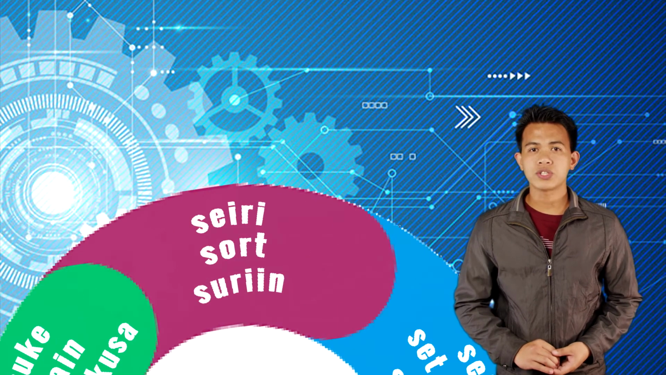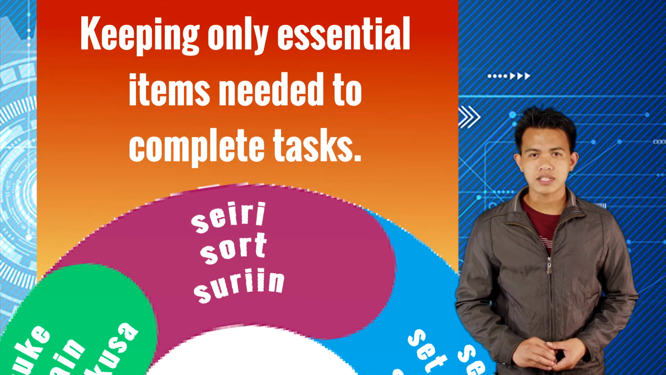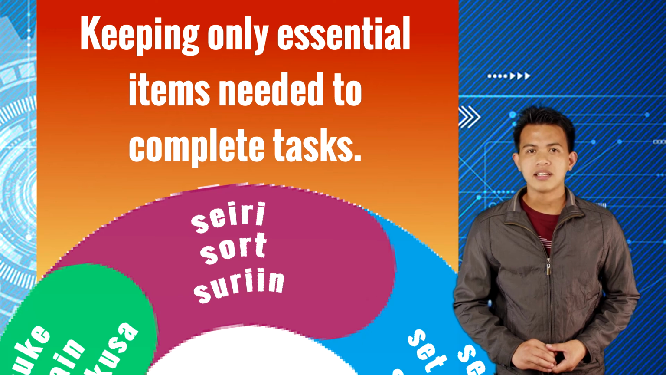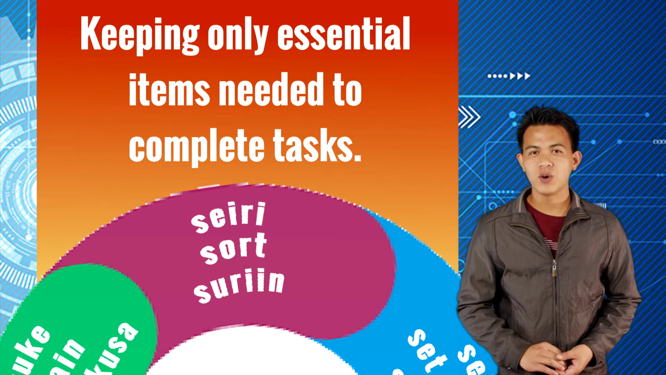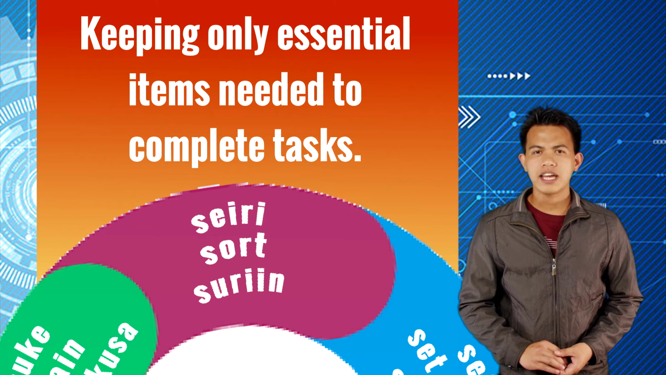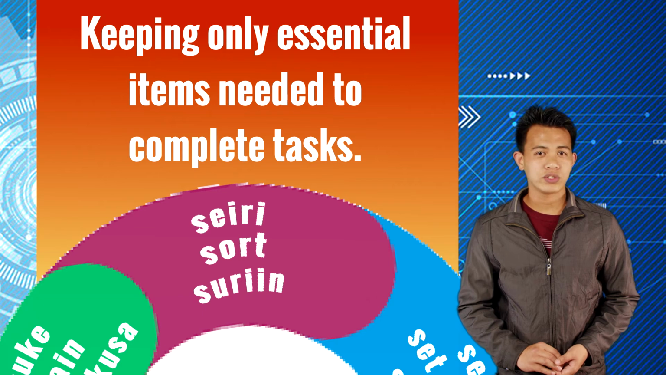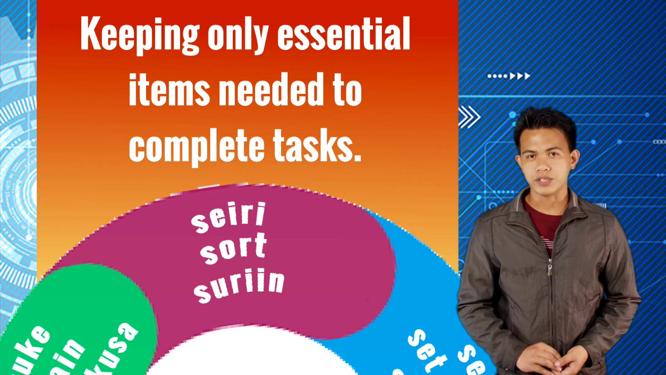Seiri, or sort, or suriin: sort through materials, keeping only the essential items needed to complete tasks. This action involves going through all the contents of a workspace to determine which are needed and which can be removed. Everything that is not used to complete a work process should leave the work area. For example, in a computer shop, if there is a bolo or machete, I think you need to remove that for a reason that you don't need it in fixing your computer.